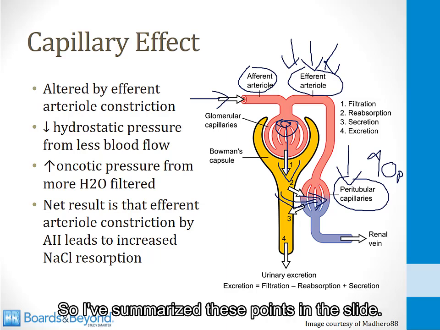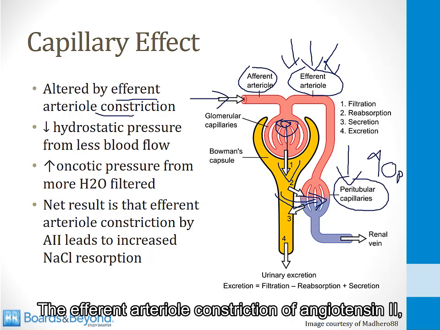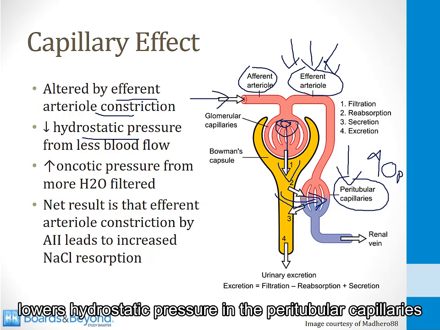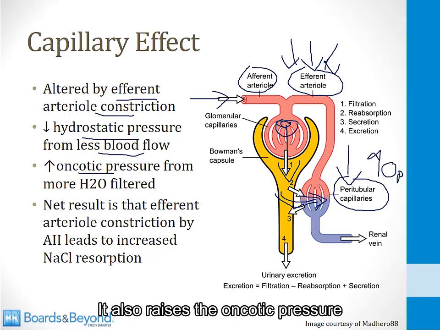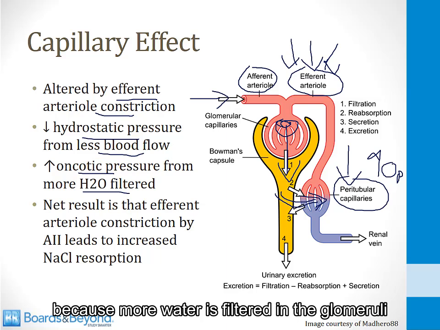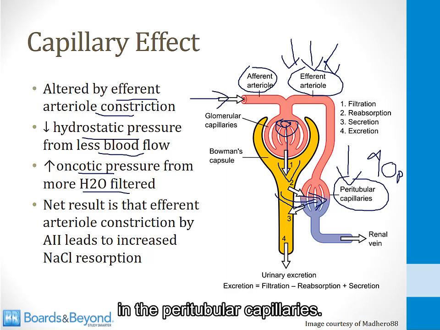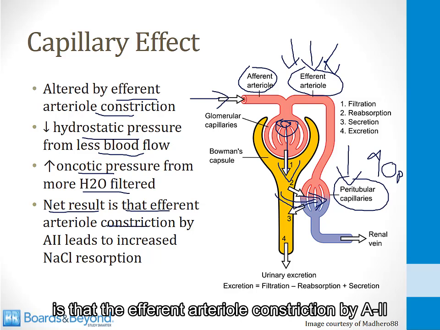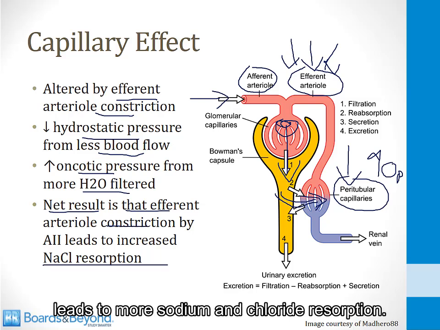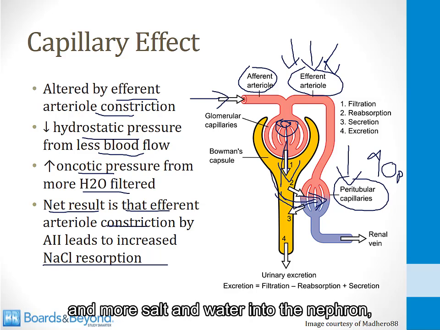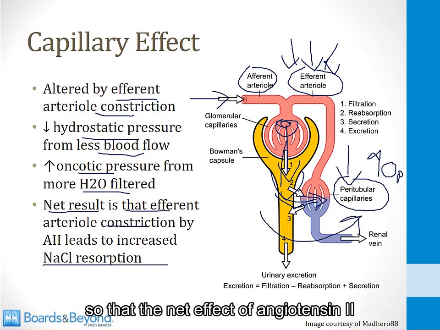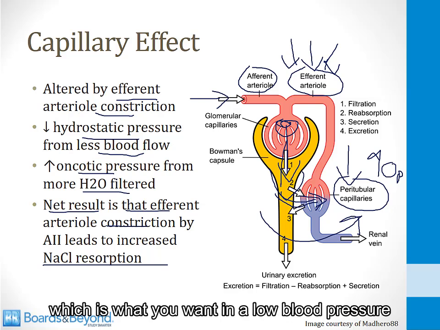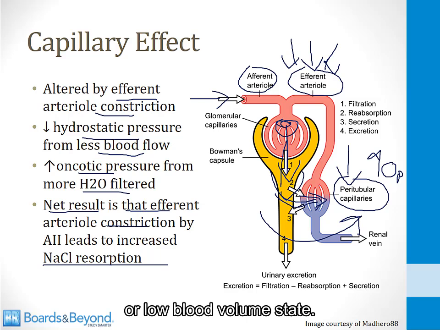So I've summarized these points on the slide. The efferent arteriole constriction of angiotensin II lowers hydrostatic pressure in the peritubular capillaries from less blood flow beyond the constriction. It also raises the oncotic pressure because more water is filtered in the glomeruli and more concentrated proteins are present in the peritubular capillaries. And the net result is that the efferent arteriole constriction by A2 leads to more sodium and chloride reabsorption. So even though you are driving more fluid and more salt and water into the nephron, you are then reabsorbing more of it so that the net effect of angiotensin II is the retention of sodium and water, which is what you want in a low blood pressure or low blood volume state.